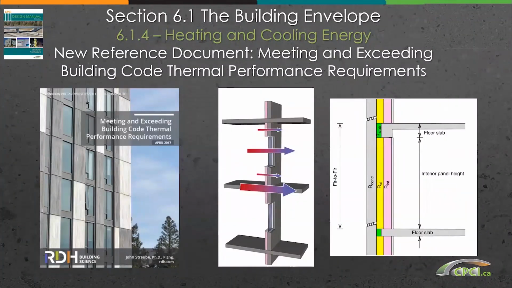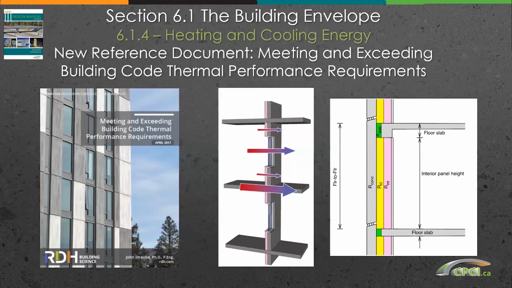Another new and important reference document in this chapter is a guide entitled Meeting and Exceeding Building Code Thermal Performance Requirements, also by RDH Building Science. Section 6.1.4 of the CPCI Design Manual includes 3 RSI calculation examples. Example 6.1 is for a double-wide insulated wall panel, 6.2 is for a hollow-core slab floor system, and example 6.3 is for a double-T roof system.